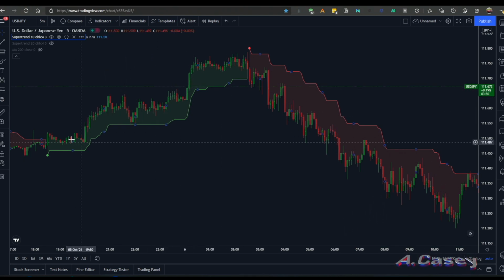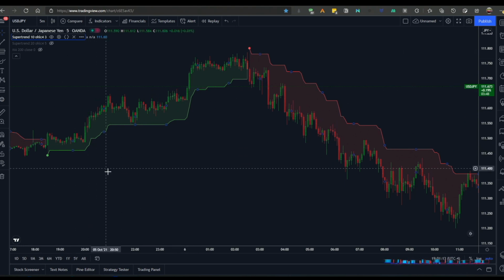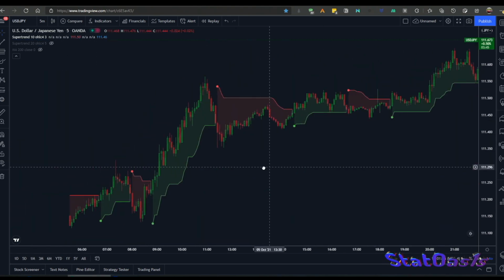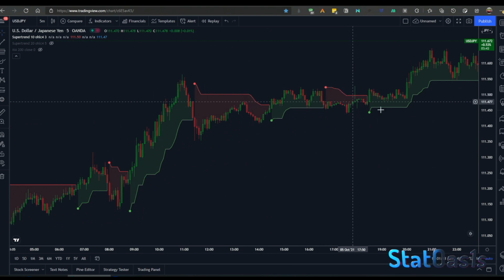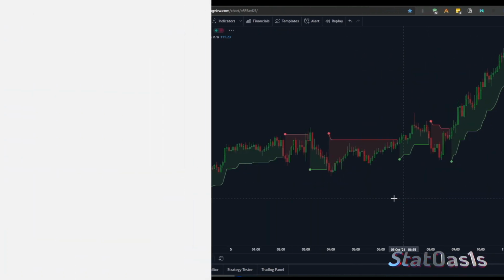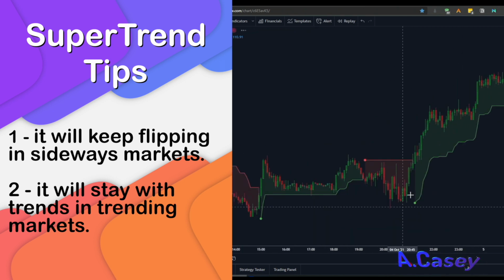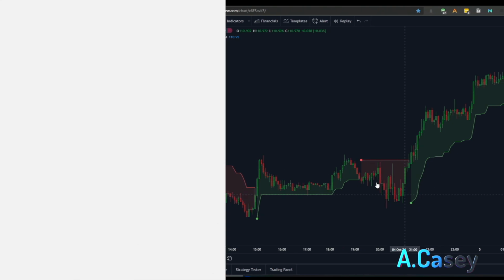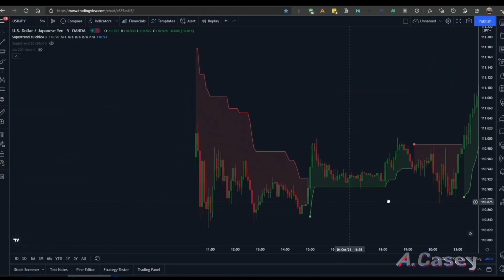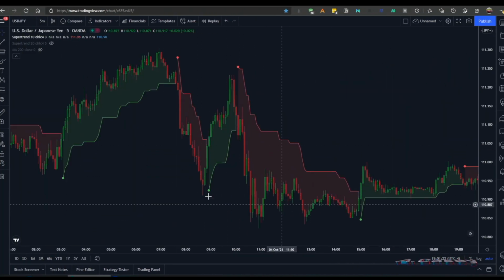Now, of course, this is 5 minutes, and through 5 minutes you can see many trends, but in sideways markets it will keep flip-flopping. So, as with all trend indicators, they are not good in sideways markets. They are good, of course, in trending markets. So in sideways markets you keep flipping on and off, while in trending markets it keeps you in the trend.